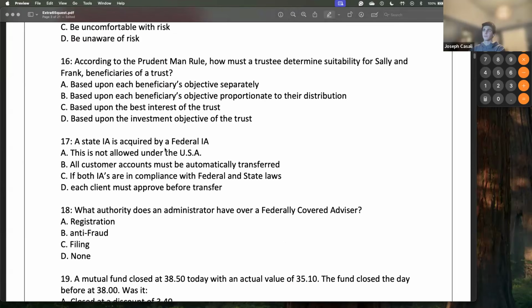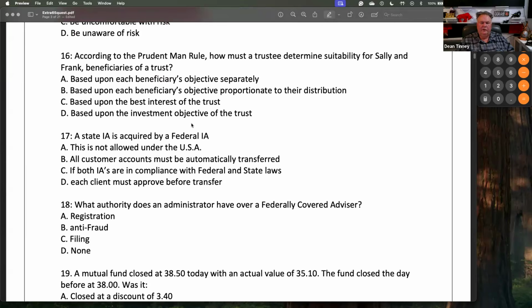Fair enough. According to the Prudent Man Rule, how must a trustee determine suitability for Sally and Frank, beneficiaries of a trust? Based on the investment objective of the trust. Yeah, right on, D. Good job.